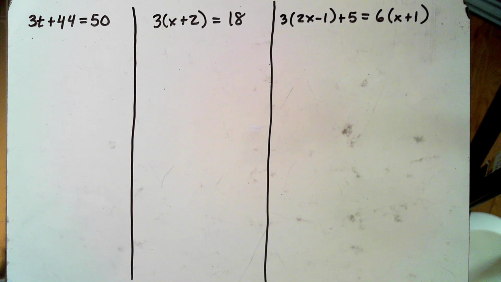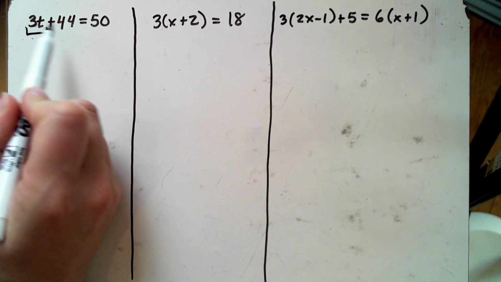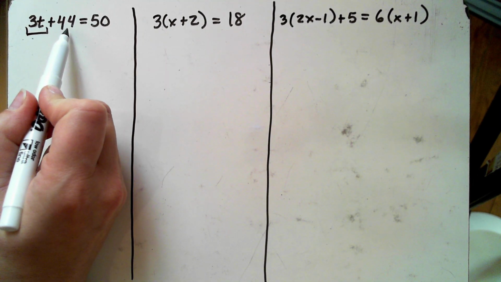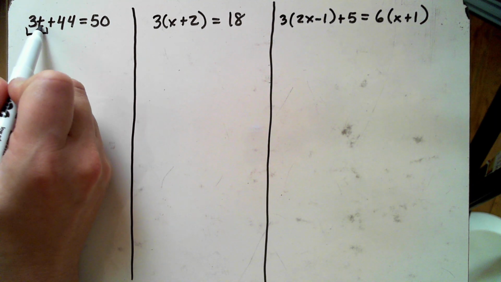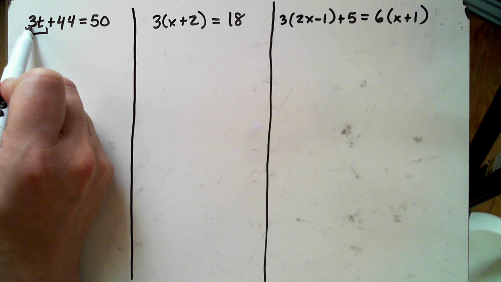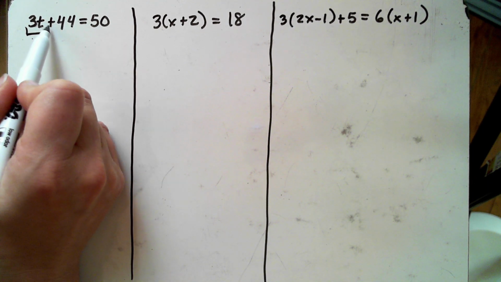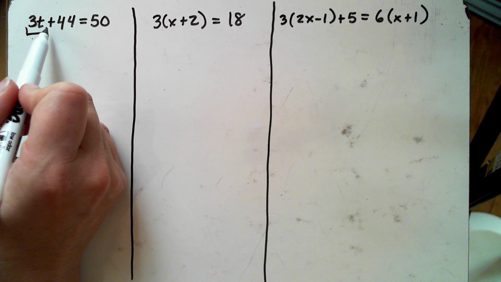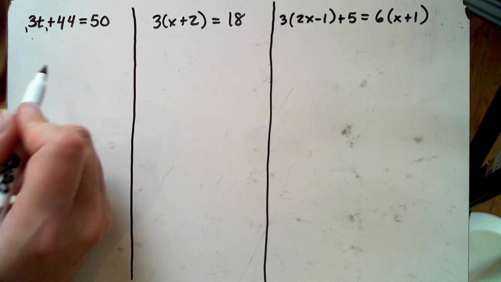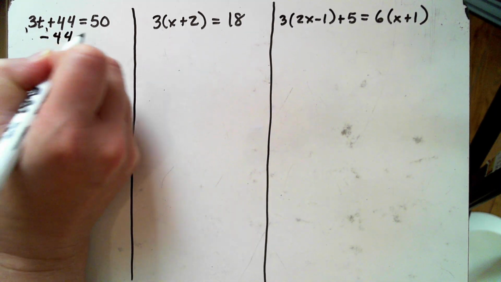Now when you're trying to solve multi-step equations, we're going to find our variable, and we start with the thing that we would do second in order of operations if we knew the value of the variable. So if I knew the value of t, I would do t times 3, and then I would add the 44. So I'm going to start at the 44 because it's further away. It's the second thing I would do. So I'm going to subtract the 44 on both sides.